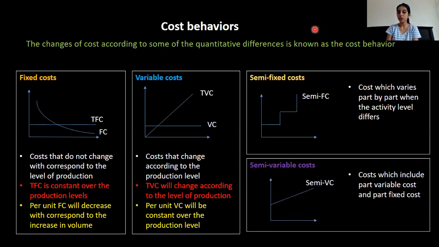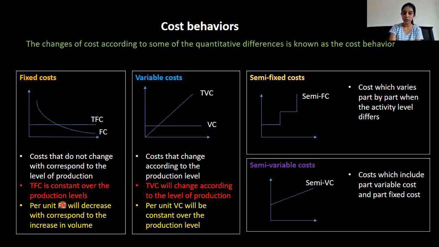Fixed costs are the costs that do not change with the level of production. So total fixed cost is constant over the production level. Here the horizontal axis is the quantity axis and the vertical axis is the cost axis, or the rupees. We can say that total fixed cost is a constant amount over the different levels of output. That is why you can see this flat curve. Total fixed cost is a flat curve.